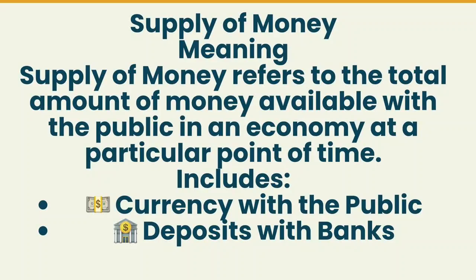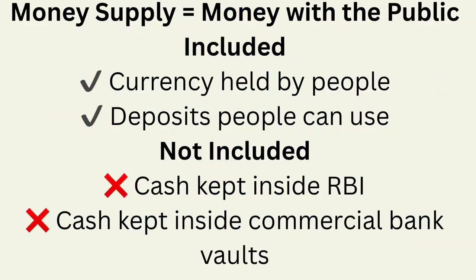First is with the public, second is at a particular point of time. We'll understand both in the next slide because students often lose marks by ignoring these words. So, in the exam, don't write money supply means total money in the country. That definition is incomplete. Always mention available with the public at a particular point of time. This is one of the most important concepts in the chapter.